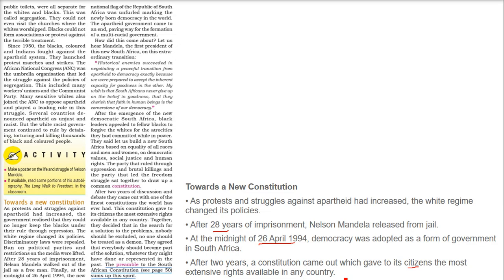This is very important. So why are we learning the South African constitution, or trying to understand what happened? Because this is the constitution which gave extensive rights. No other constitution has given this much of right to the citizens of the country.